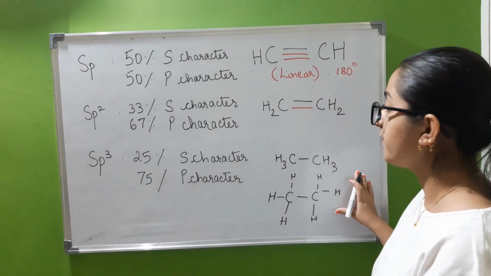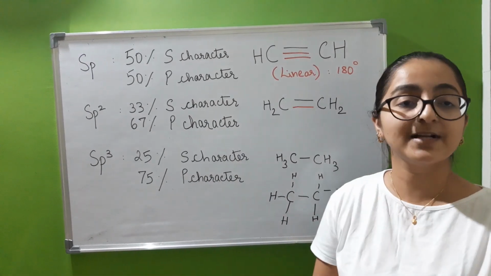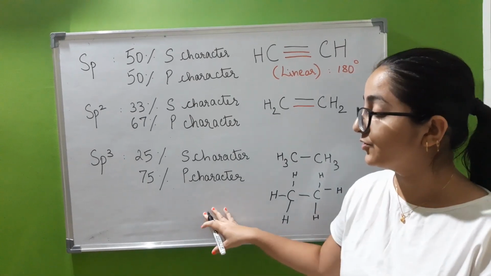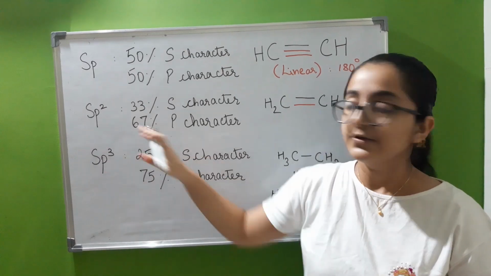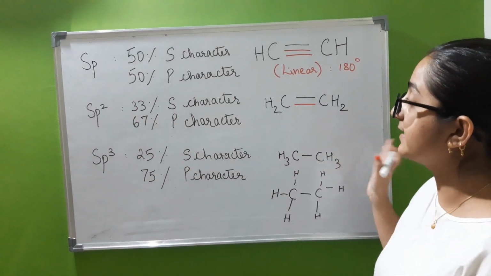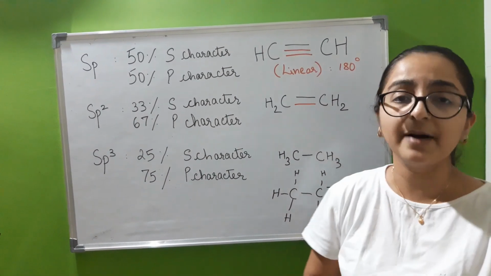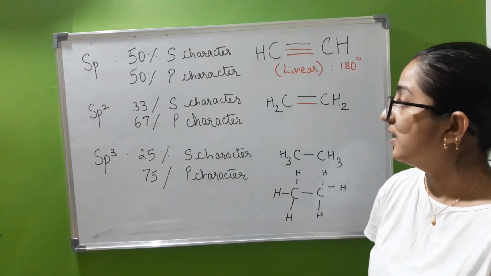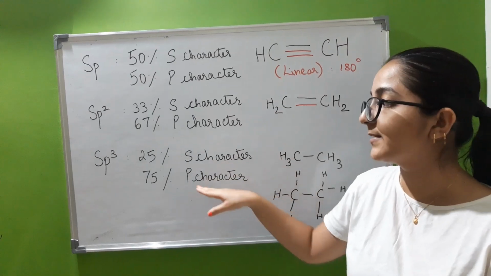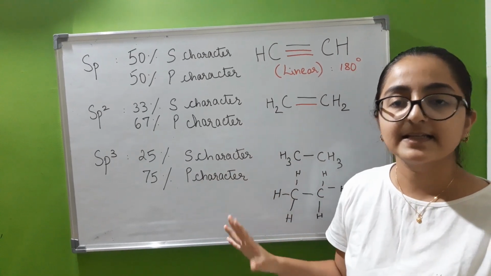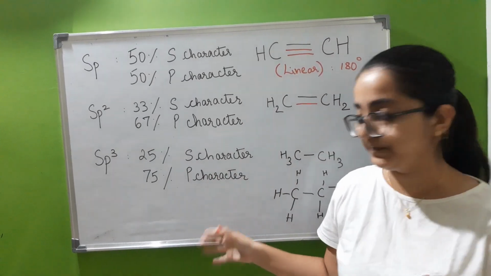The shape of sp3 hybridization is usually tetrahedral, and sp2 is trigonal planar. So this is the hybridization that is involved in the carbon atoms. Now I'll explain sp, sp2 and sp3 with the help of examples. Basically these are the examples that come for the exam.